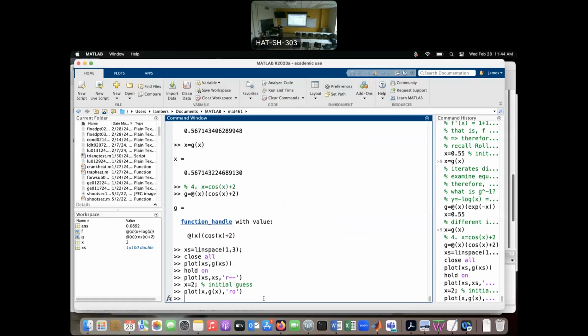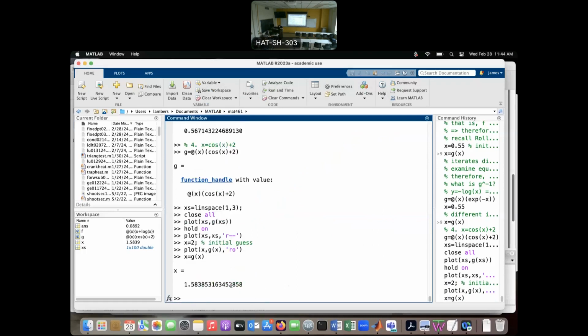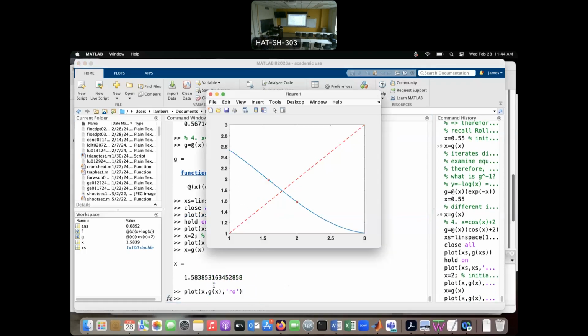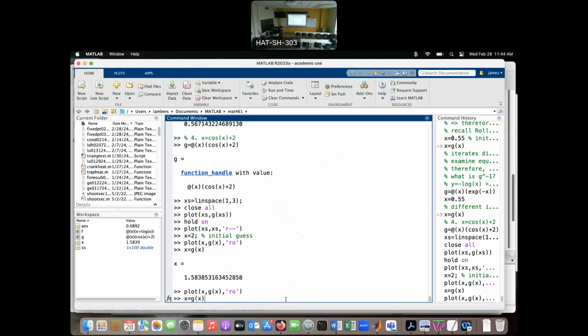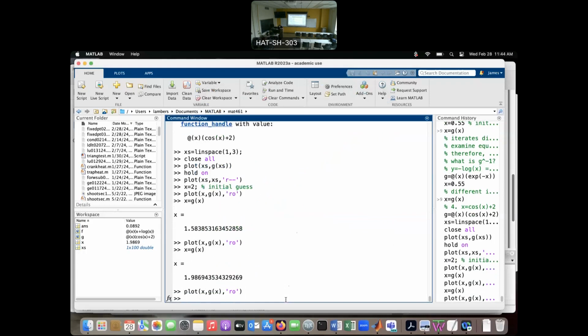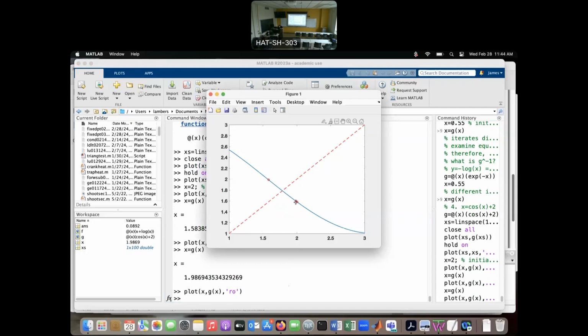So I'll do x equals g of x. All right, so that puts us at 1.58, and then I'll plot that. And now we were over here, but now we're over here. So we hopped over the solution, which seems a bit inefficient. And now I'm going to do this again. x equals g of x, and plot. So now I'm back over here. So there's a bit of a hopscotch going on.